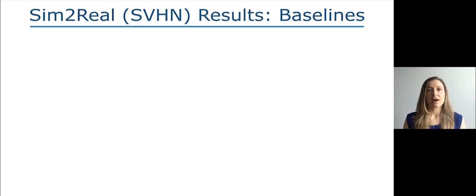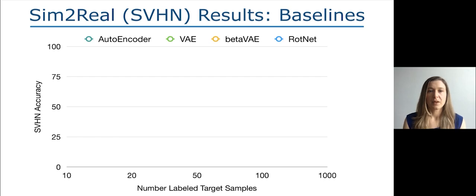Now, once we do that, we can start to evaluate results on digit recognition on real Street View images. So here we're going to look at Street View accuracy as a function of the number of labeled samples that we have in the Street View real-world data set. And first, we're just going to look at some performance of baselines.